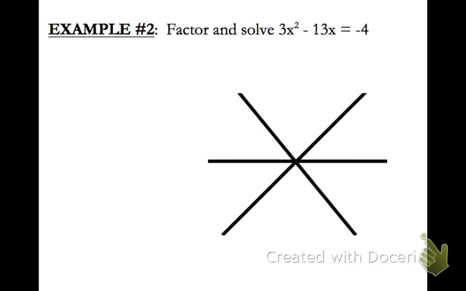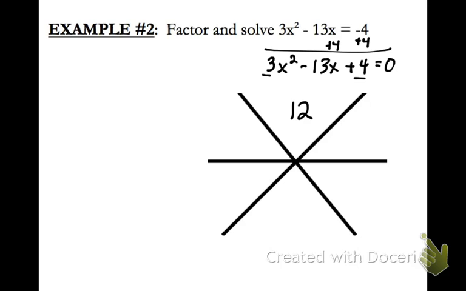Okay, here's another one. This one is a little bit misarranged, so before we do anything, we need to add this 4 over and get it in standard form. So we have 3x squared minus 13x plus 4 equals 0. So you always have to have that in standard form. Now to fill out our star. So a times c here will be 3 times 4, so we get 12. And then b is negative 13, and ax will be 3x, 3x.